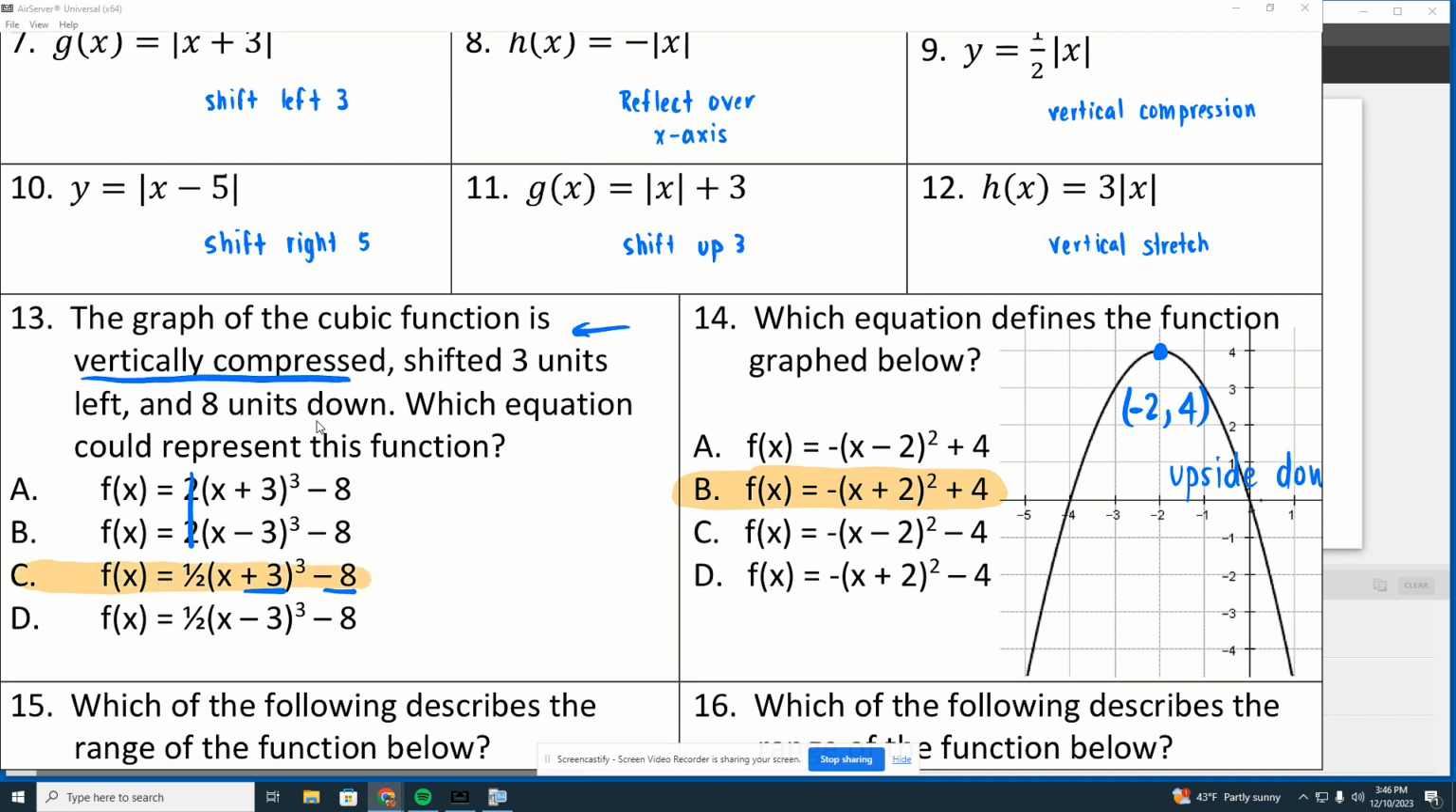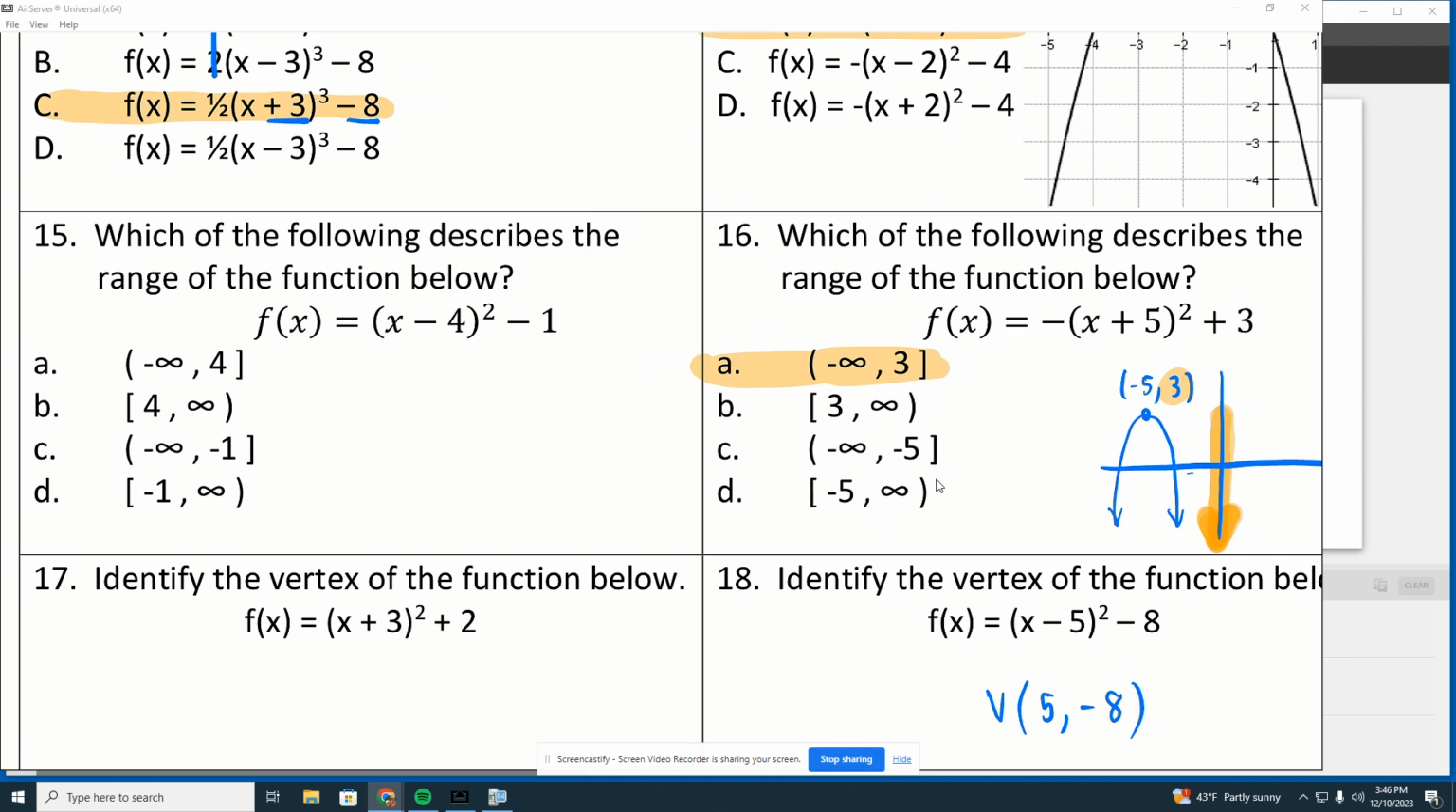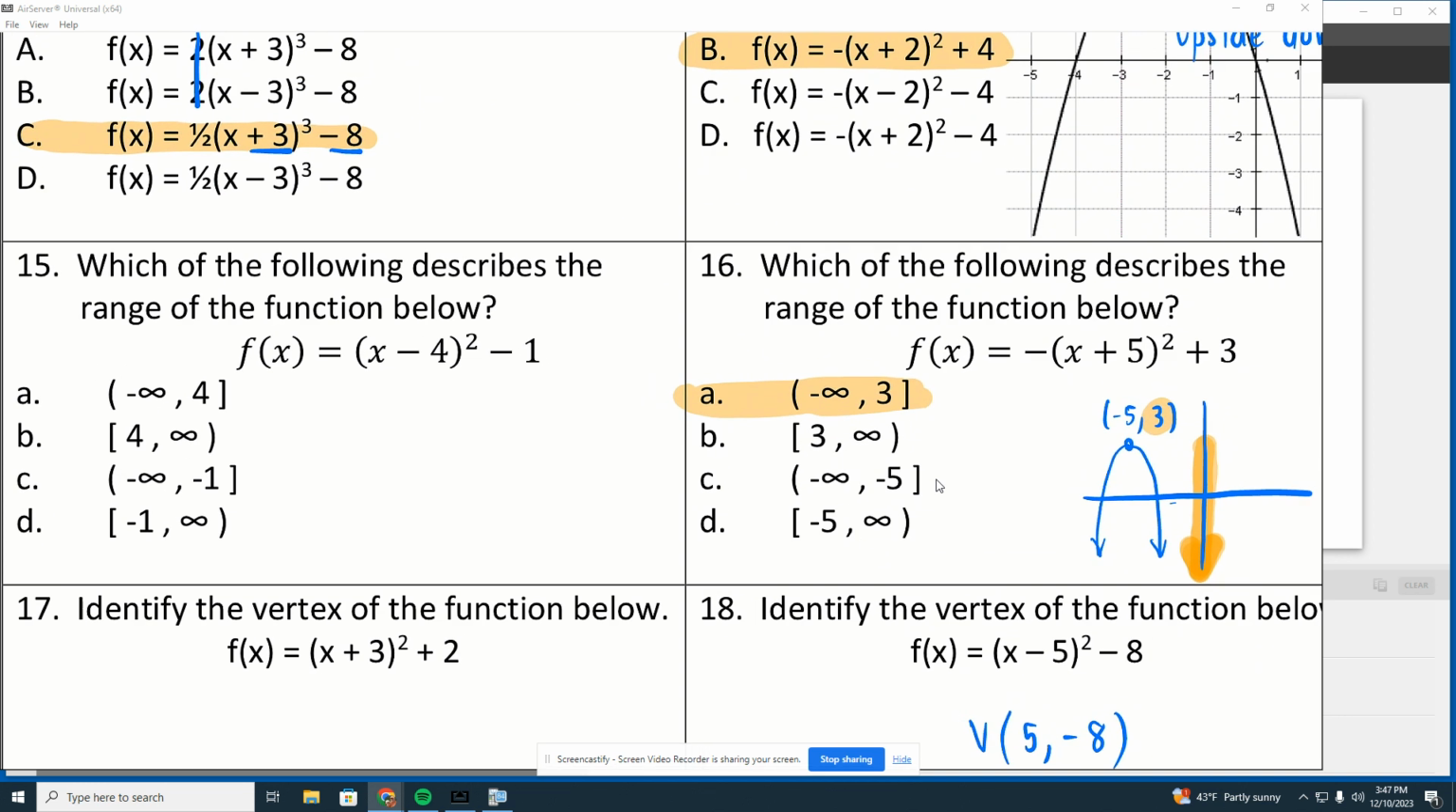Very simple. And you're going to have those on the test. Again, this is the same thing. I've left your answer. It's upside down. There's the negative. -2, remember, that's horizontal shift. So it's going to be the opposite. So +2 inside. And then it went up 4, so it is what it is. So B. Number 15. This one is asking about the range.